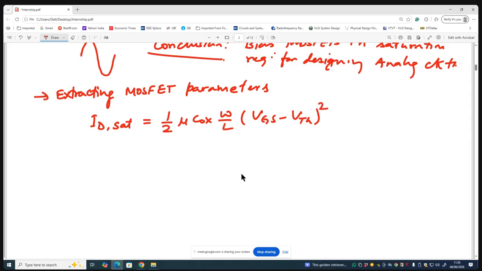Okay. And most of the time, that 1 plus lambda VDS term will be dropped. So now the MOSFET parameters: you see W upon L is actually a design parameter. What do we mean by a design parameter? That a designer actually sets it. So this W upon L and this VGS are design parameters.